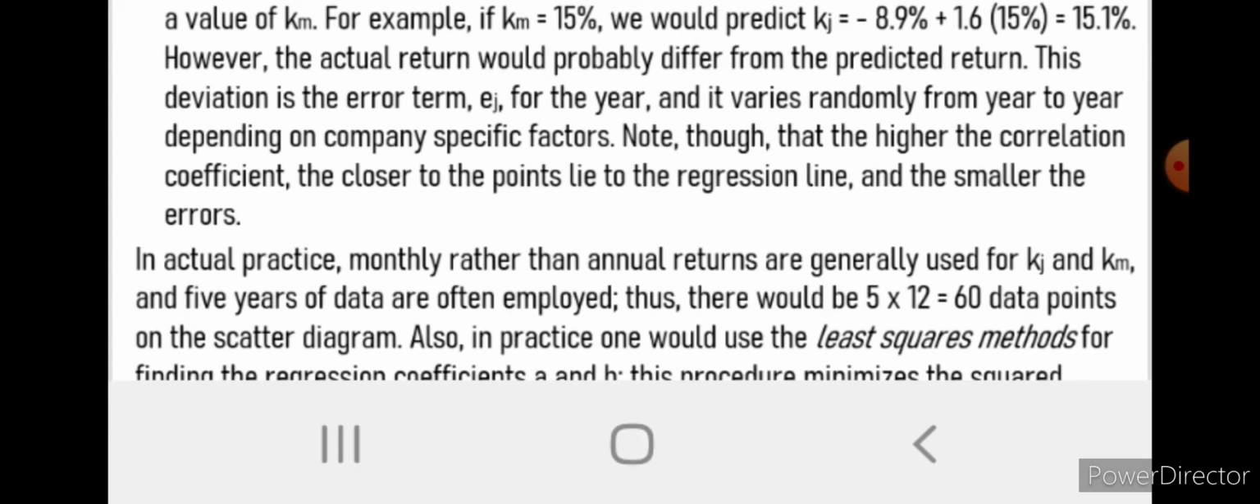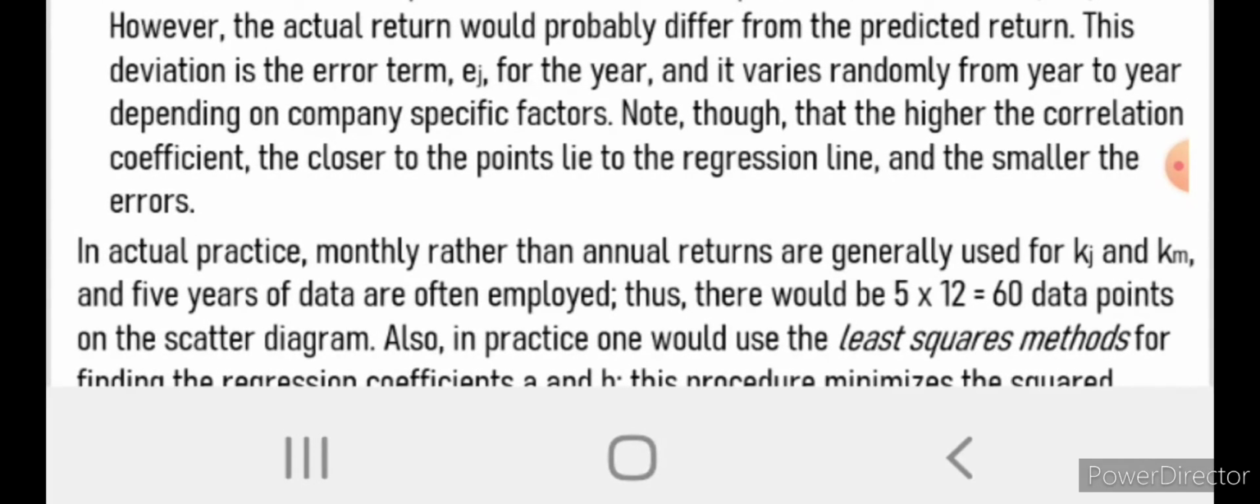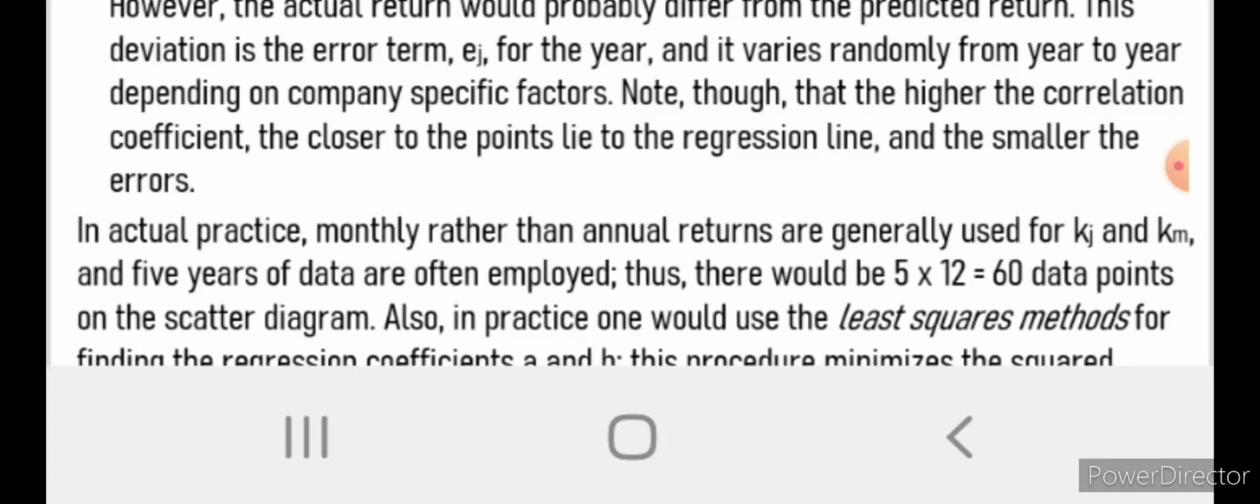In actual practice, monthly rather than annual returns are generally used for kJ and kM, and 5 years of data are often employed. Thus, there would be 5 times 12 equals 60 data points on the scatter diagram. Also, in practice, one would use the least squares method.